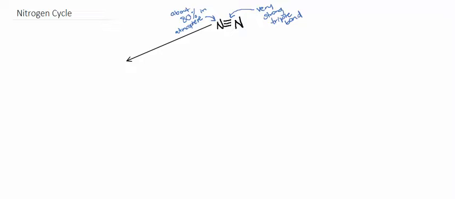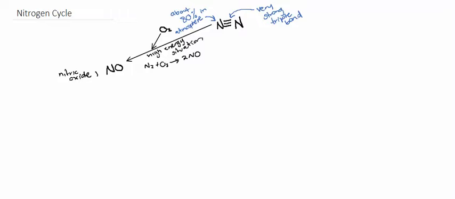So situations such as lightning, volcanic activity, and internal combustion engines or furnaces all provide a high enough energy situation for that to occur. In those situations, the nitrogen is then free to react with oxygen, which is also in a reasonable concentration in air. And they will combine to form nitric oxide.